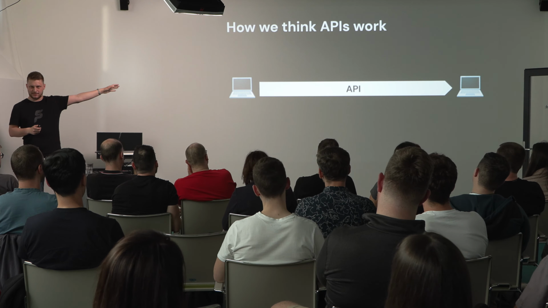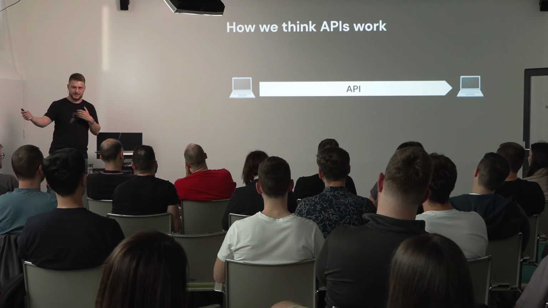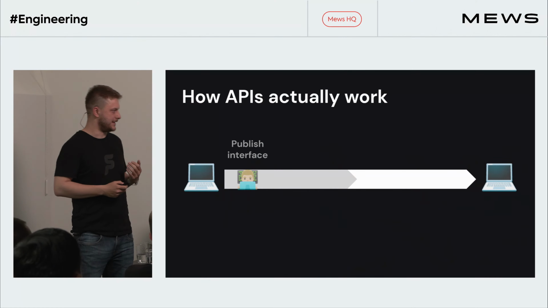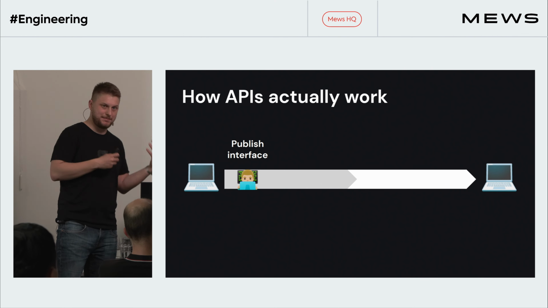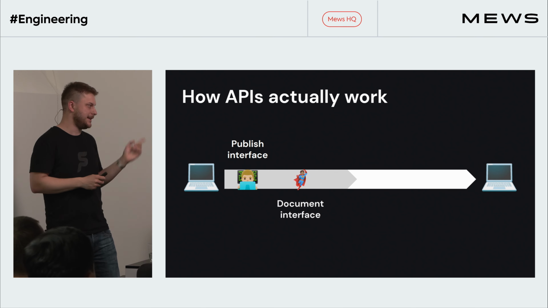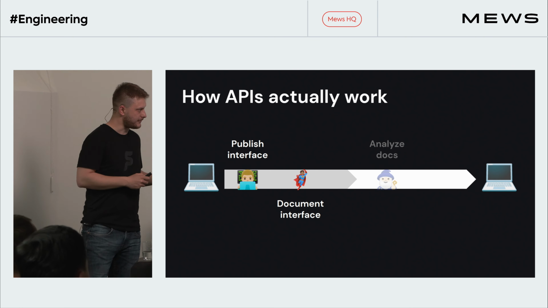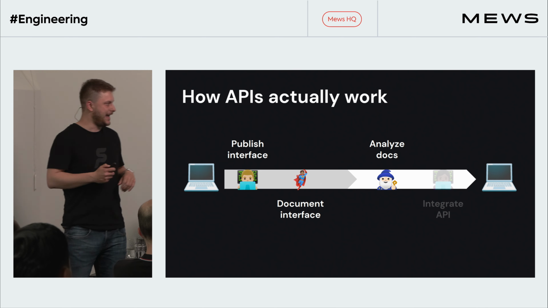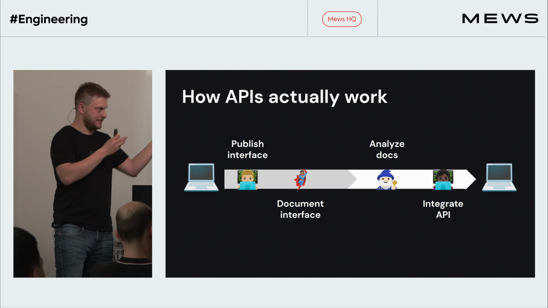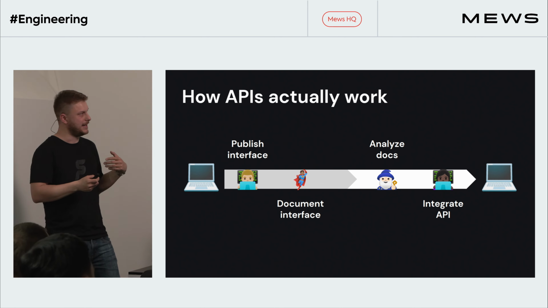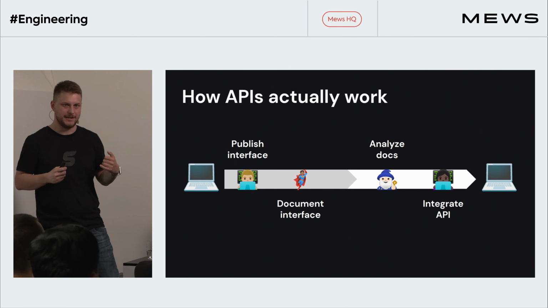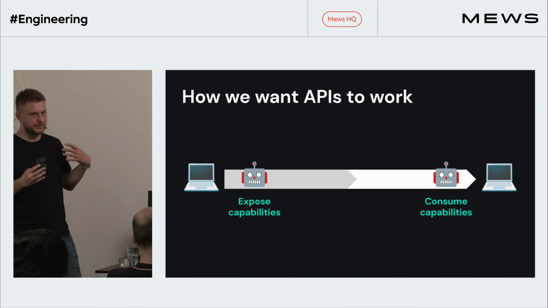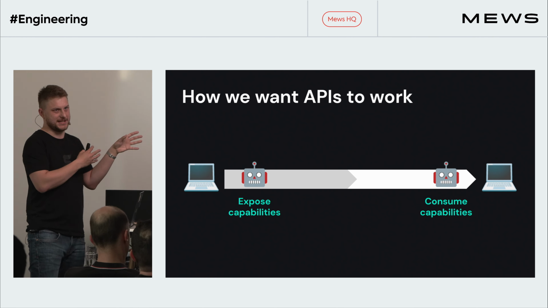This is how we think APIs work, right? So it's machine-to-machine communication. So here is how APIs actually work. First, we need someone to publish some API, to build the interface. Then we need someone to document the interface. On the other hand, we need someone to actually read the documentation. And then we need someone else, or maybe the same person, to actually integrate the API. So for machine-to-machine communication, there's a lot of human work. And where we are going with Superface is to basically eliminate all this stuff.